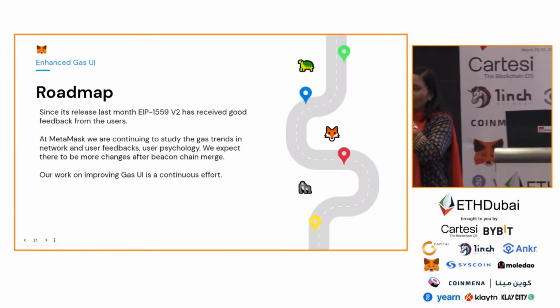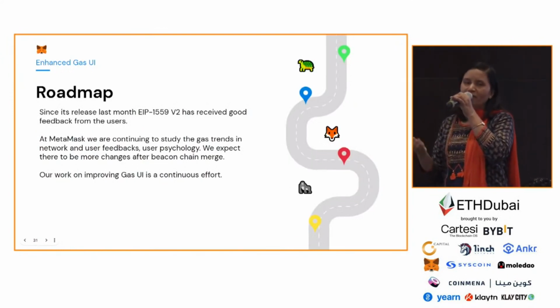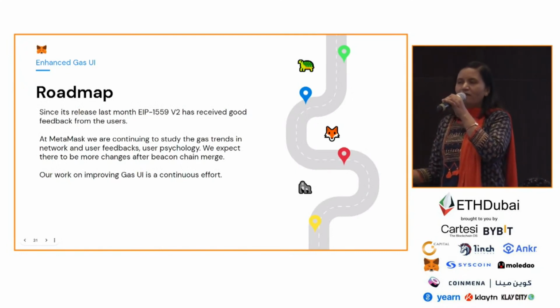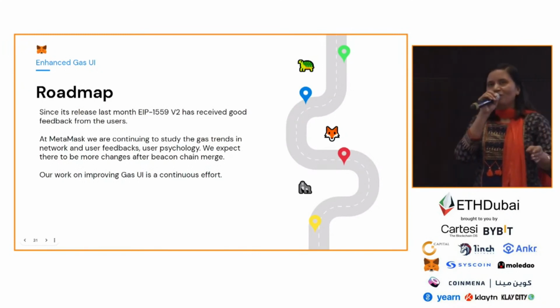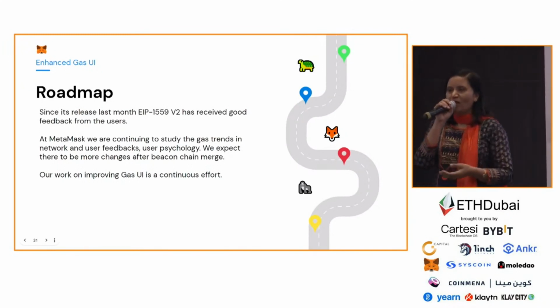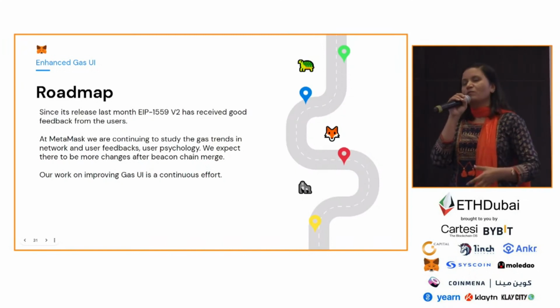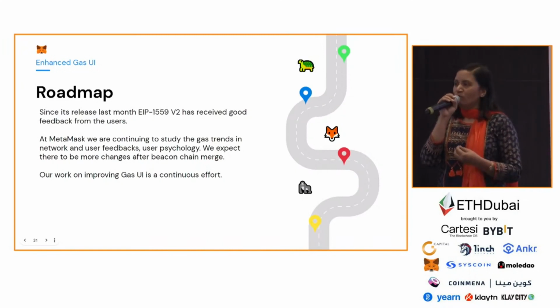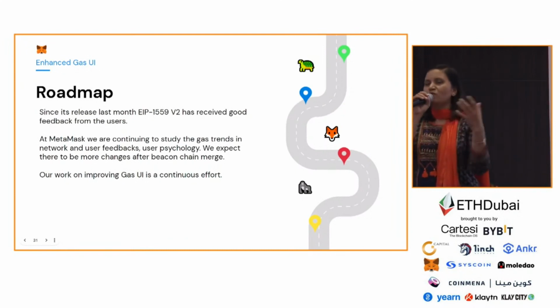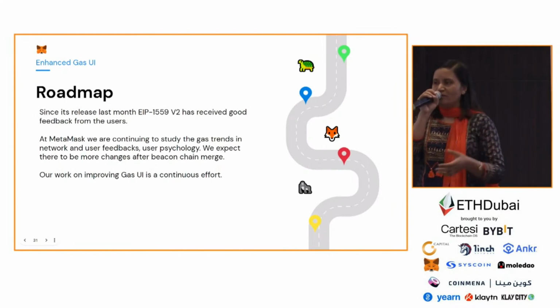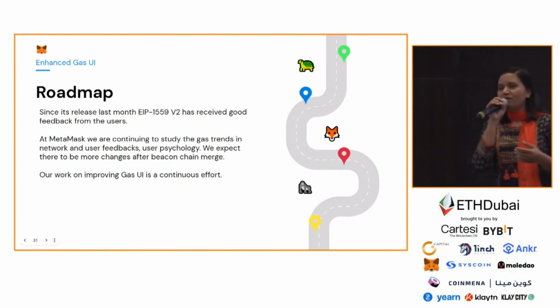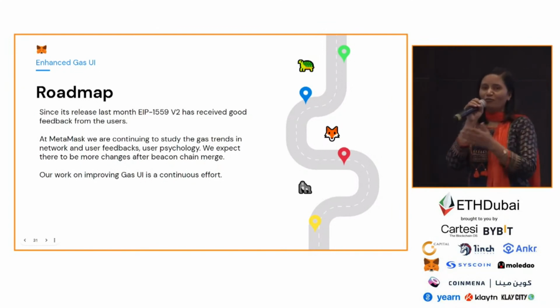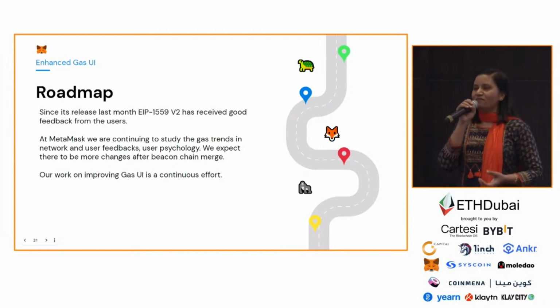Since we've released EIP 1559 v2, we continue to collect user data. We continue to see the gas trends over the network, and we continue our work on improving the gas UI. With the Beacon Chain merge, we expect more changes in the way gas works on the network. Not in terms of the mechanism, it's still going to be EIP 1559, but the user psychology is going to change. The network trends are going to change. And for us, improving the gas UI is a continuous effort. So we've already started thinking of EIP 1559 v3, which will improve these UIs further.